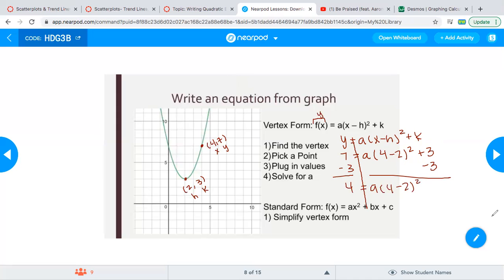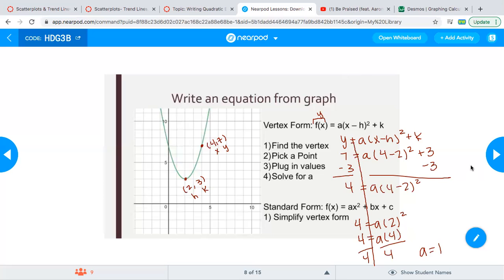What did y'all do after that? 4 minus 2 is just 2. So 4 equals A times 2 squared. Then what did y'all do? Then you raise the 2 to the power 2. So 4 equals A times 4. And then you divide the 4 by 4. Perfect. Divide both sides by 4. So A equals 1.